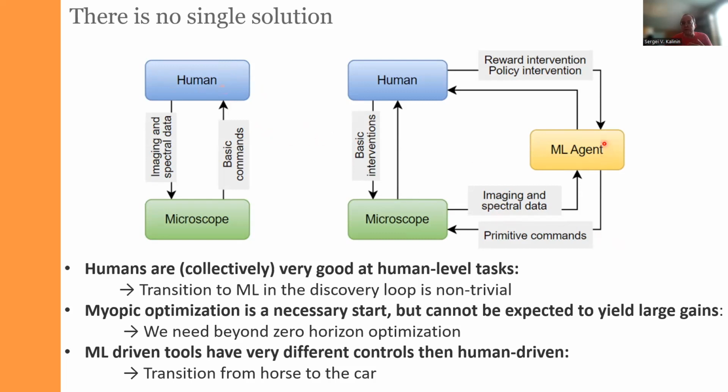Because imagine the situation when we have the machine learning agent that issues the primitive commands and has access to the raw imaging and spectral data. So what is going to be the role of the human in this process? And the answer is, of course, human can do two things. One thing is to overview the machine learning agent. Another thing is that human can intervene.